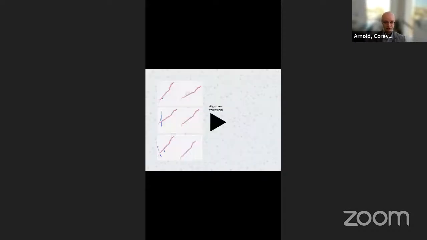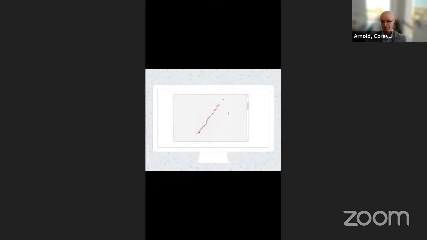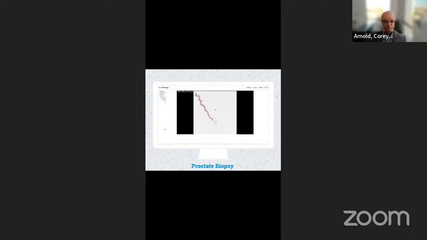So what we've done is we've developed this alignment framework, which is kind of cool. It's based on CYP descriptors and a graph neural network, but we feed in our ribbons and we align them to a reference ribbon. And you can imagine what we might do then is we can stack them together and put them in a digital viewer. And what this actually looks like then, so for prostate biopsy, we can load it up and scroll through.